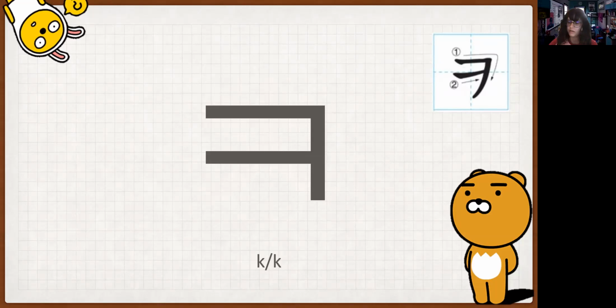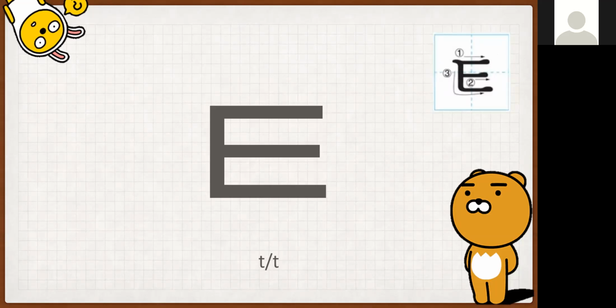This is kieuk. And the ending for this is like a hard K as well, so when you put it on the bottom, kieuk. Sorry, not kieuk, kieuk. Okay, this one is the hard T. This is the tieut.